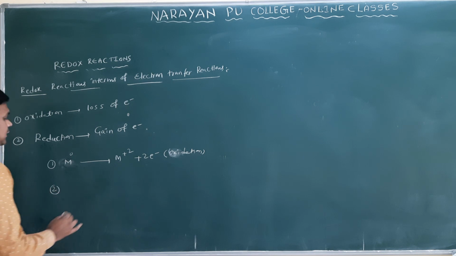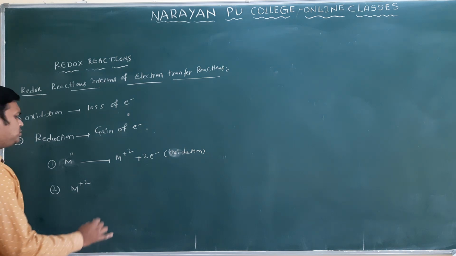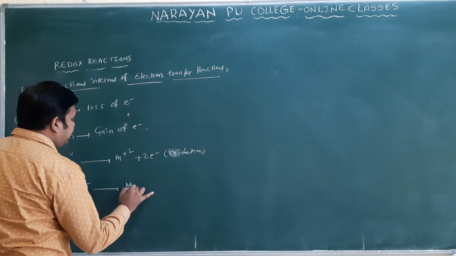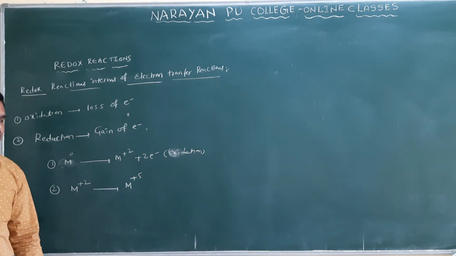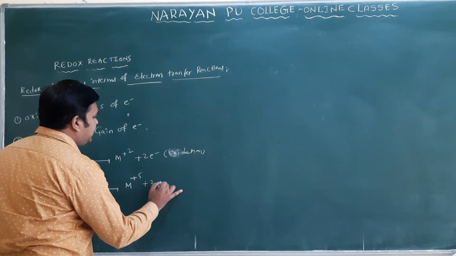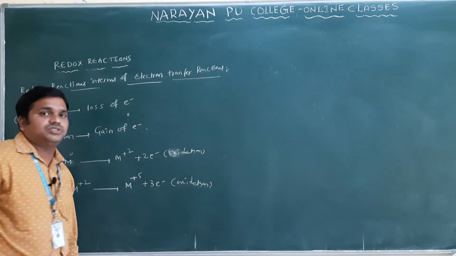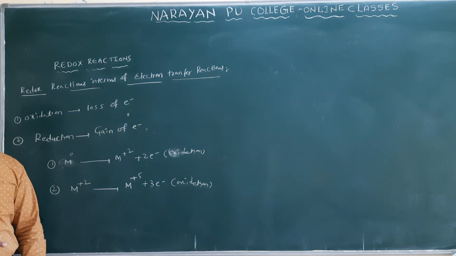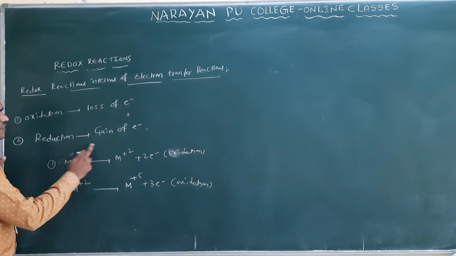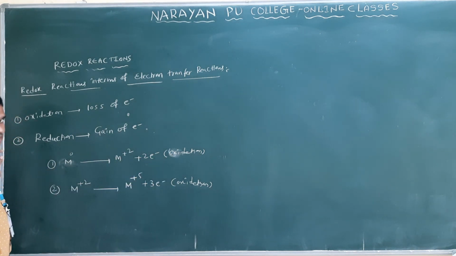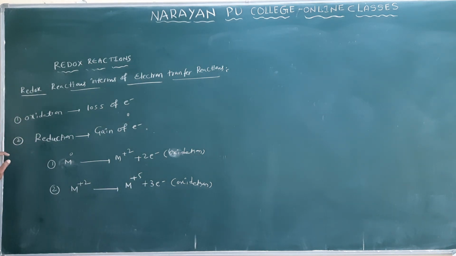Suppose I take M+2. M+2 is converted into M+5 by loss of 3 electrons only. So we also call this oxidation only. Not only in the form of electrons, we can also say increase or decrease of the oxidation number. Here the oxidation number increases from 0 to +2, which we call oxidation. Here it increases from +2 to +5, which is also oxidation only.